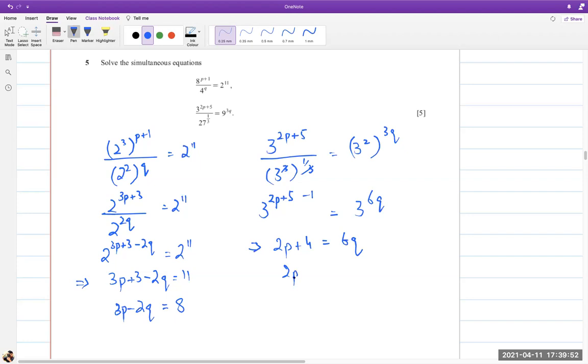So I have 2p minus 6q is equal to minus 4. That becomes the second equation. I can solve these both equations simultaneously and I will get my final answer.